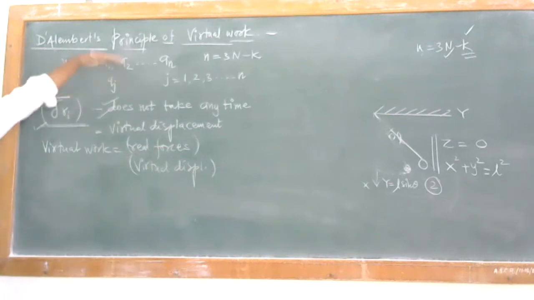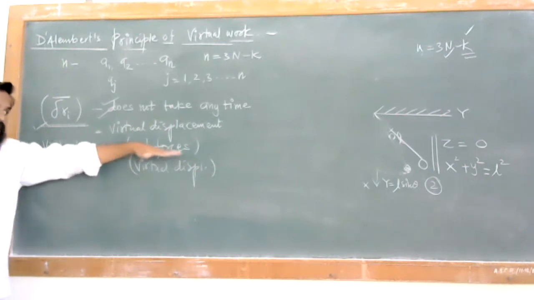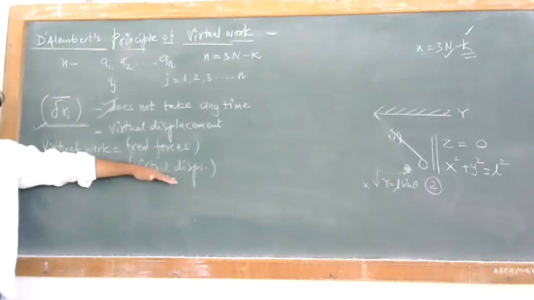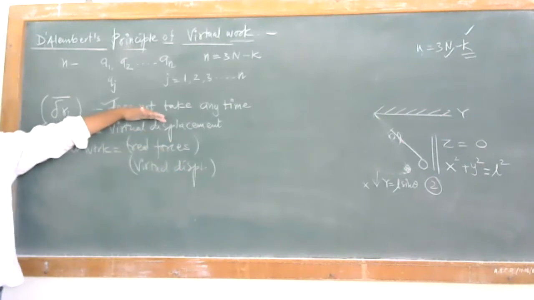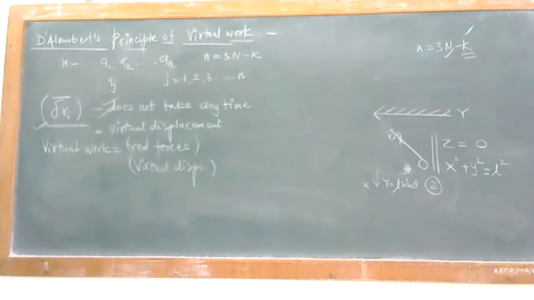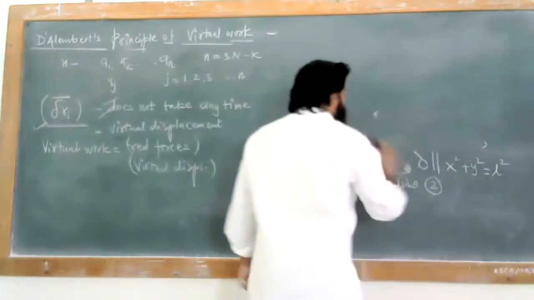लक्षात घ्या, आपल्याला पाहायचं आहे व्हर्च्युअल वर्क. त्या व्हर्च्युअल वर्क साठी पाहिजे आपल्याला रियल फोर्सेस, and what is the second thing? We require virtual displacement. So this virtual displacement does not involve any time. So you can have that point. Now let us consider the I particle.